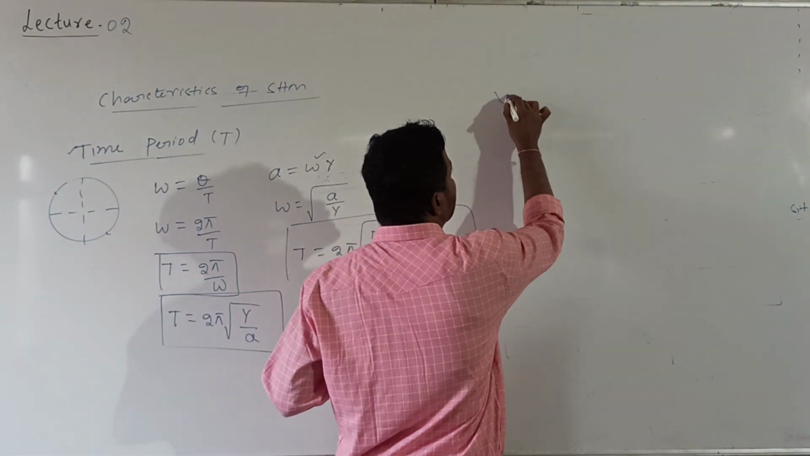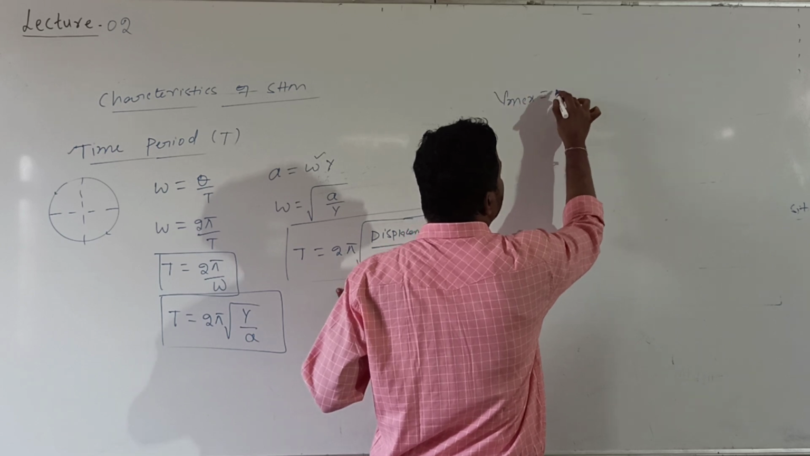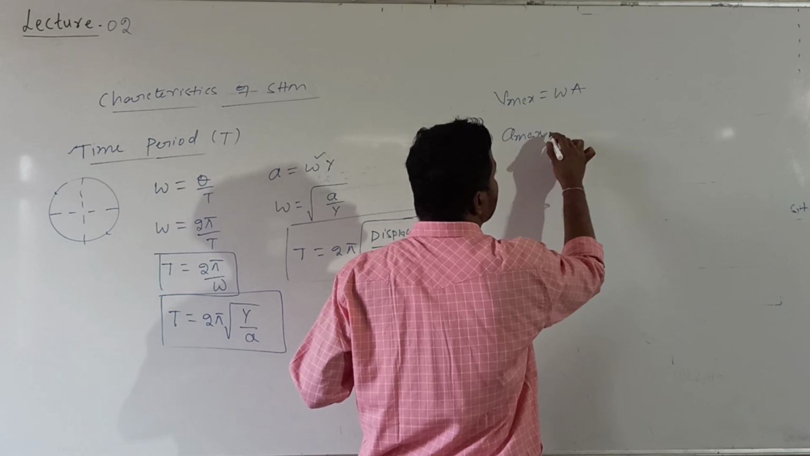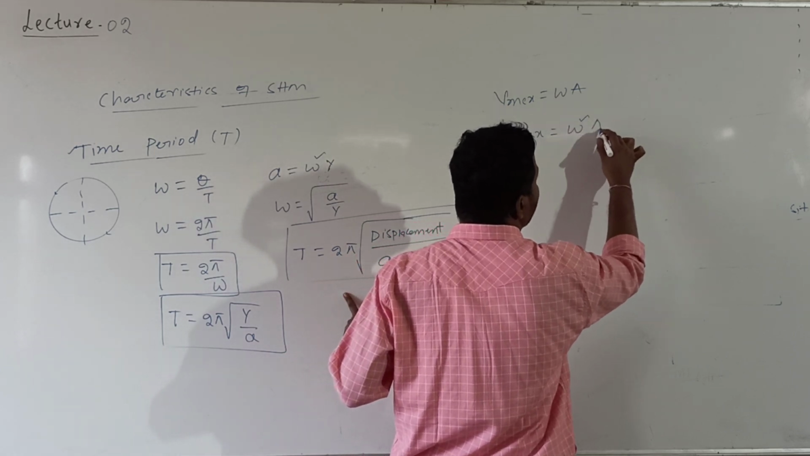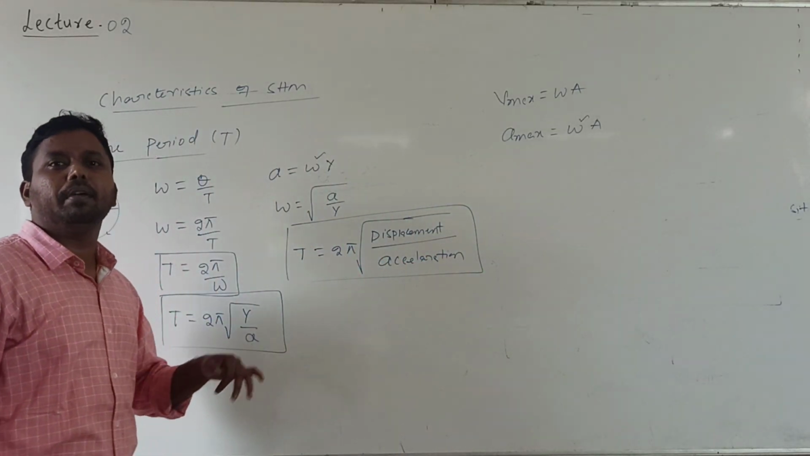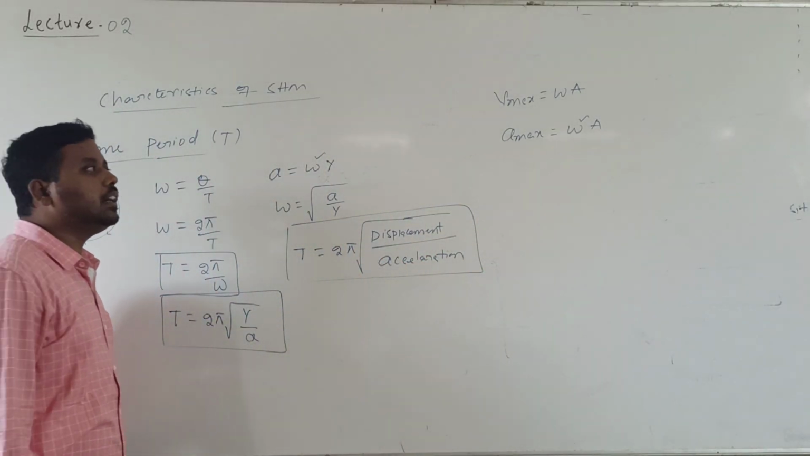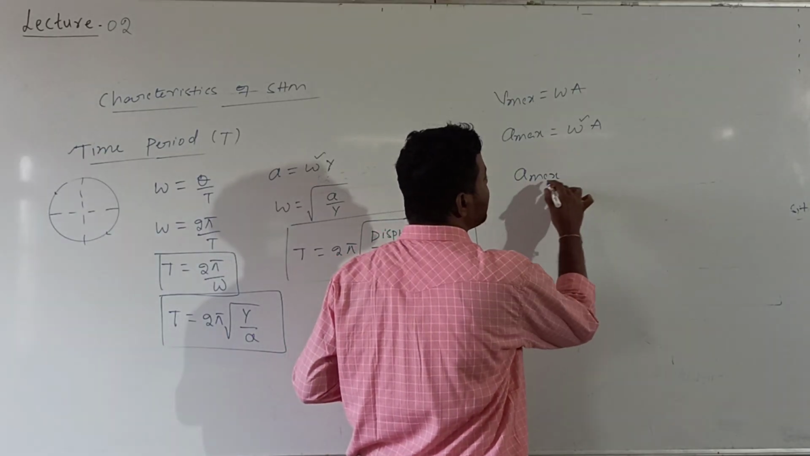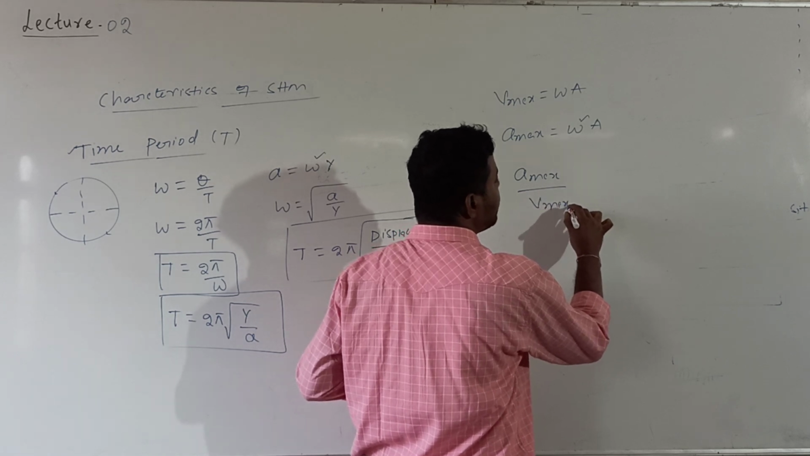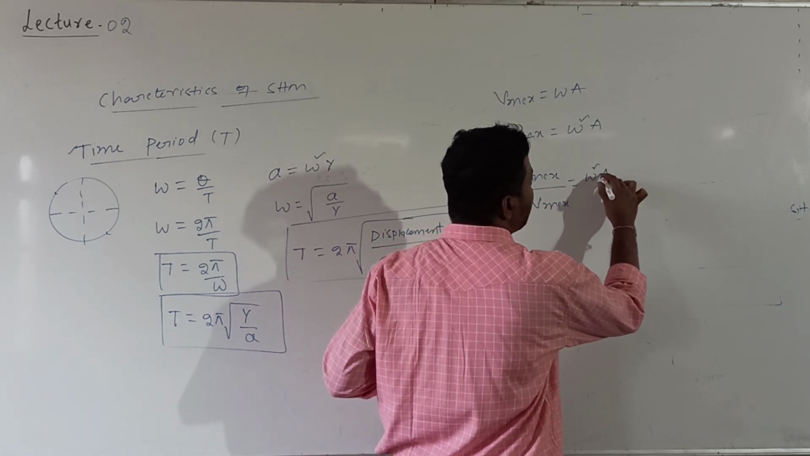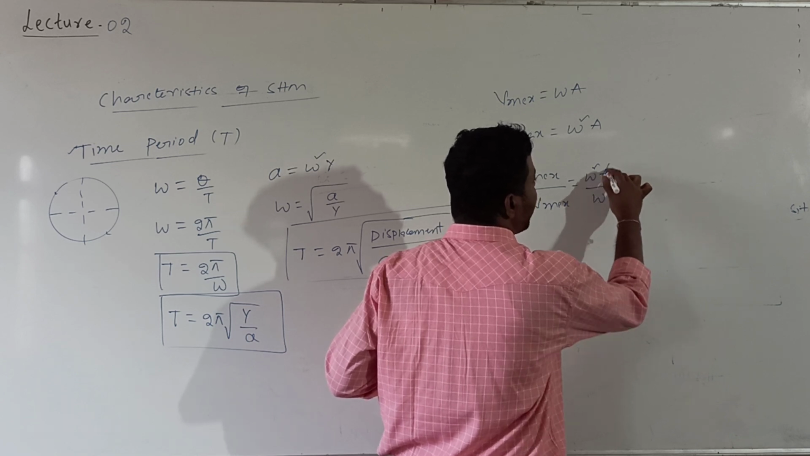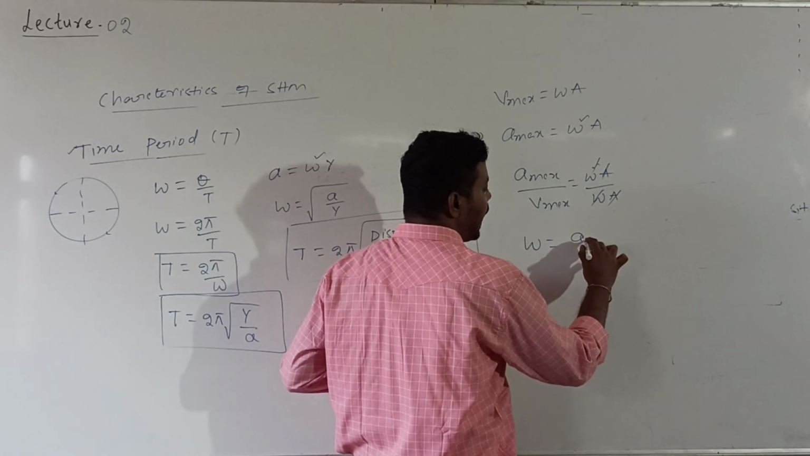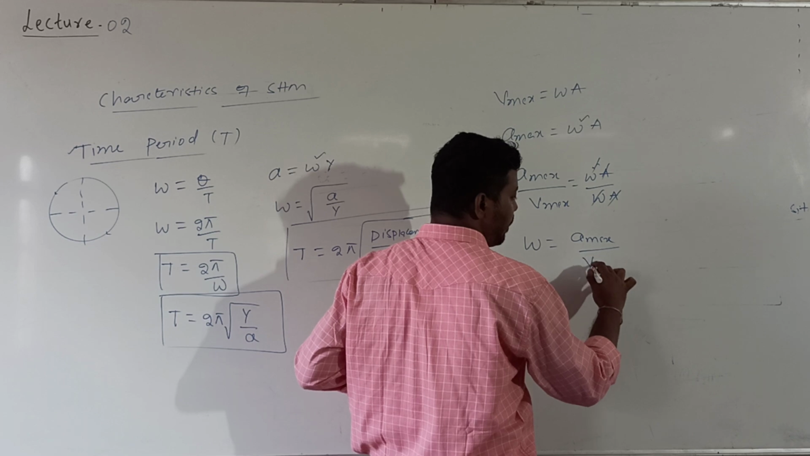Even this time period can be calculated another way. Yesterday we saw the expression for Vmax, the maximum velocity at the mean position. Now, what is the value of Amax? Omega square into A. Velocity is maximum at the mean position, and acceleration is maximum at the extreme position. If I divide these two, Amax divided by Vmax is equal to omega square A by omega A. So omega is given by Amax divided by Vmax.